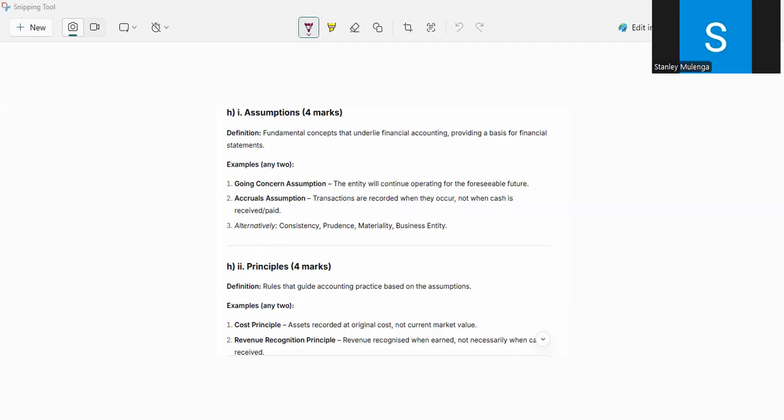So we have a number of assumptions. We have what we call the going concern assumption, which simply assumes that a business is assumed to continue operating in a foreseeable future, meaning a business is not expected to close anytime. For instance, a shop will continue selling their goods next year, but will not shut down immediately. We also have the accruals assumption, which simply assumes that records of business transactions are recorded when they happen, not when money is received.